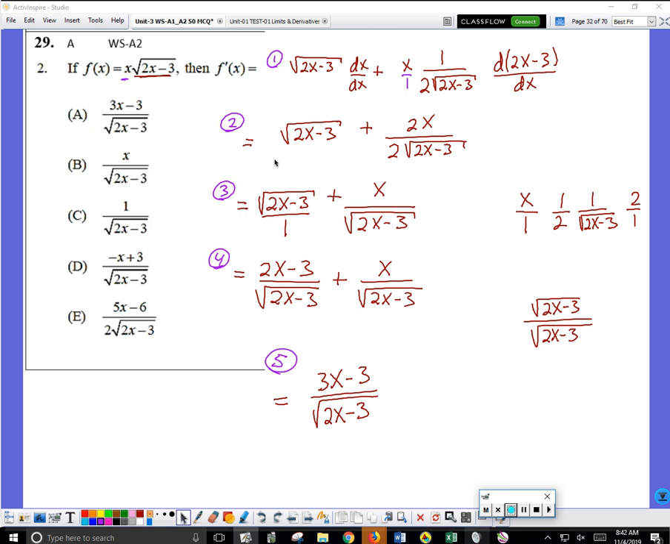Because, just say it out loud, please, what is this really equal to? 1. Multiply by 1, you don't change anything. Well, square root times square root, you lose the square root. You just get 2x minus 3. But 1 times this square root would put a square root on the bottom of this fraction. So now the two fractions can add.